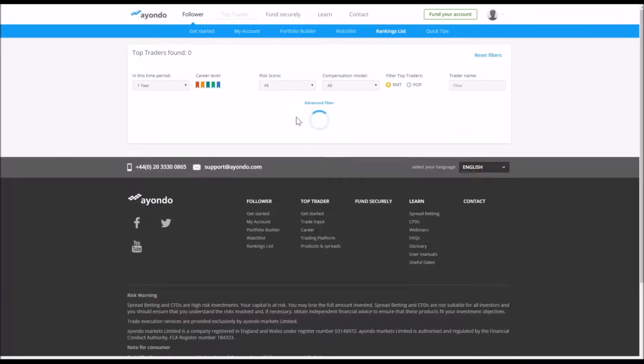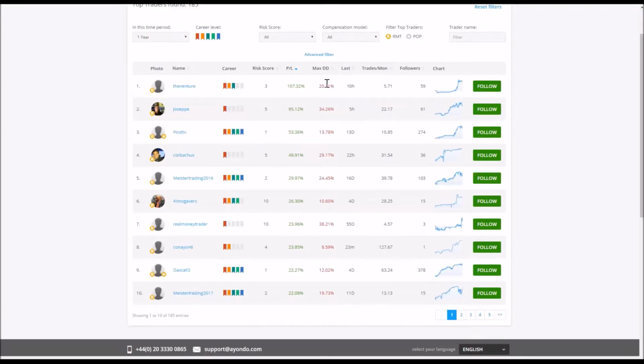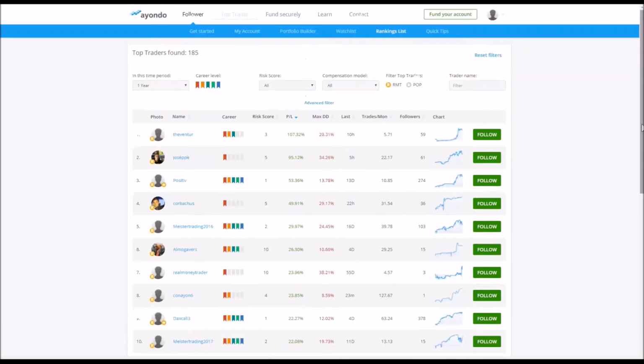Now, I'm only looking for 5 traders. So for me, that's still a good list to go on. But you can see, we filter out the demo traders. So we've got people trading with real money. And look how quick the performance falls off. The best performer, The Venture, 107%. 10th best performer made 22%. Meister trading. Okay, so a much more realistic level of return, I think, when we take out these demo traders. Okay, so now we've got people trading with real money, which is what I want as a filter.